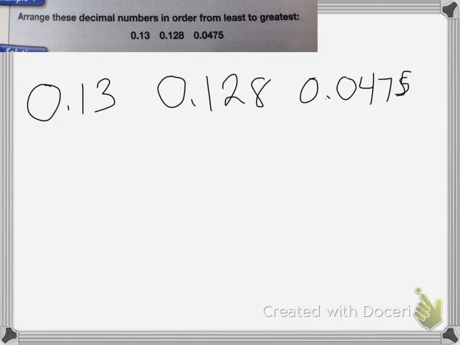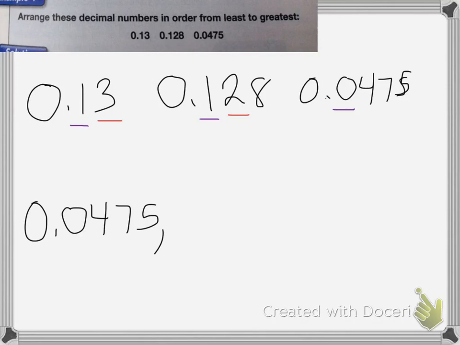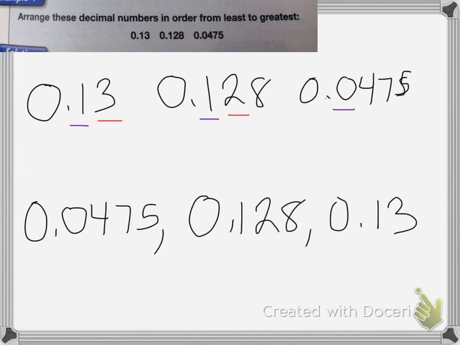So to do that, I'm going to look at the place values. The tenths place is going to be bigger than the hundredths place. So let's look at the tenths place first: 1, 1, and 0. Well, 1 is bigger than 0, so I know my smallest number is going to be 0.0475. Now I need to look at the next place value. So I have a 3 and a 2. Well, 3 is bigger than 2, so my next smallest number is 0.128, followed by 0.13.